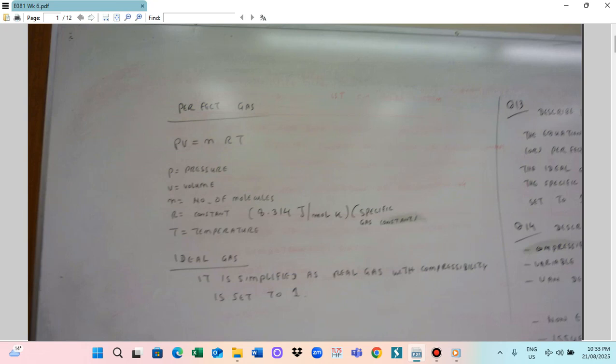We can also classify the gas. Some gases are perfect, some gases are imperfect. Depending on the molecular structure and the interaction force between the gas molecules, the gas can be classified as perfect or non-perfect gas. The perfect gas we can define.